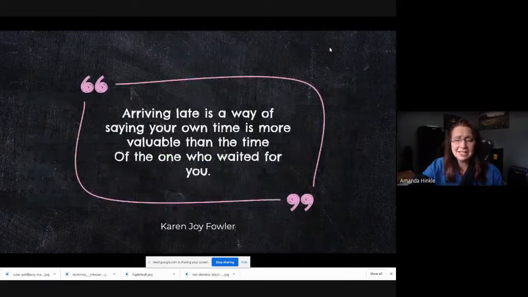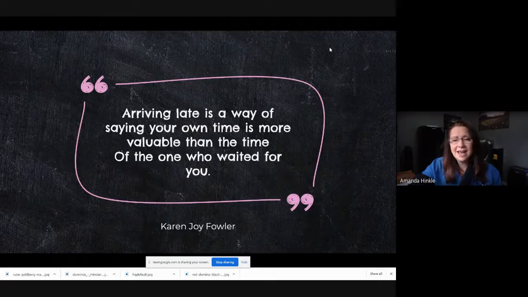It said, arriving late, or we could say completing a task late as well, is a way of saying that our own time is more valuable than the time of the one who waited for you. Let me say that again, and I really want you to think about this. Arriving late is a way of saying that your time is more valuable than the time of the one who waited for you.